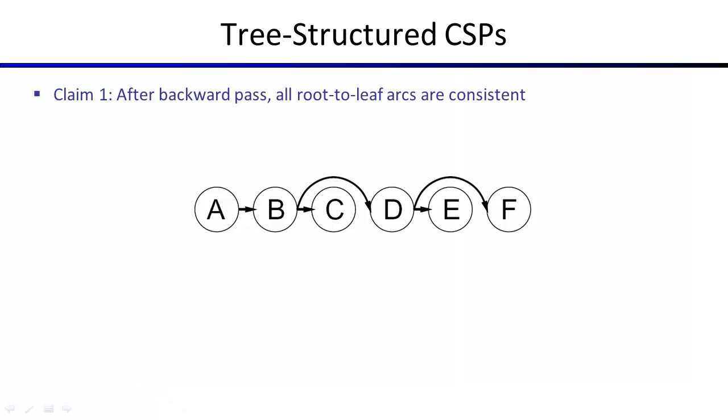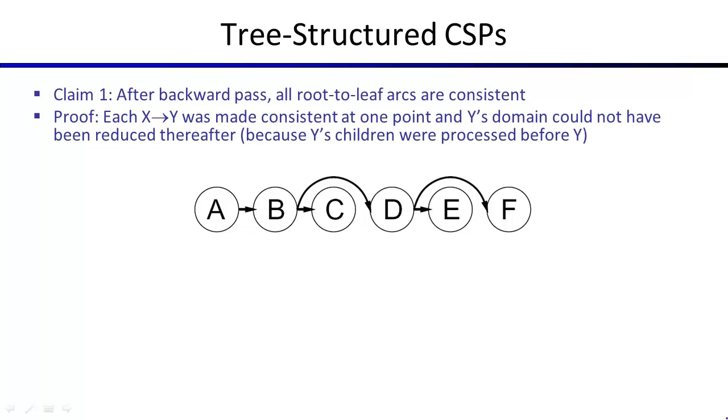Can we prove that this is going to work? Claim 1: after the backward pass, that's when we go leftward, enforcing the consistency of the parent arcs, all the root to leaf arcs are consistent. Well, when I pick an arc up and make it consistent, it's consistent. The worry is that something comes along later and messes up what I did.